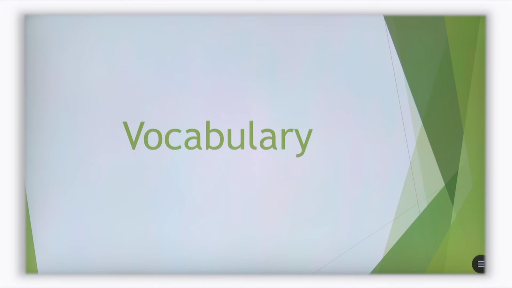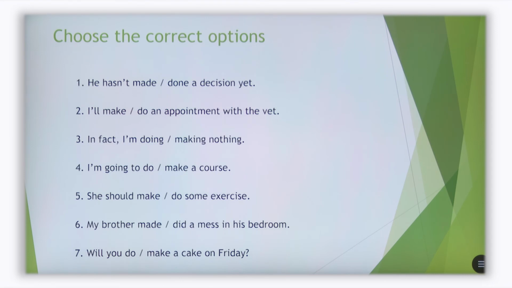Now let's continue with vocabulary. How many words did we learn in this chapter? Do we know how to use different words that have the same meaning? Choose the correct options. Now, we've got some sentences here which have two option words. You have to choose one of the options so that the sentence makes sense.